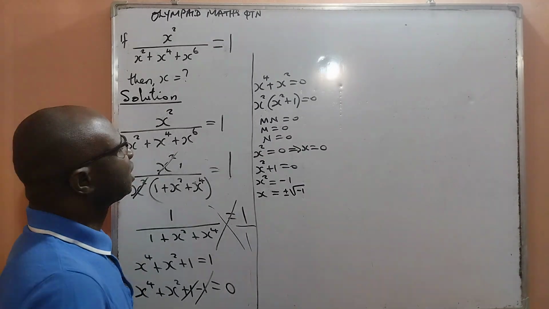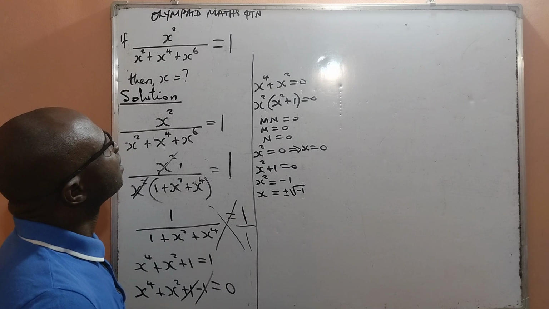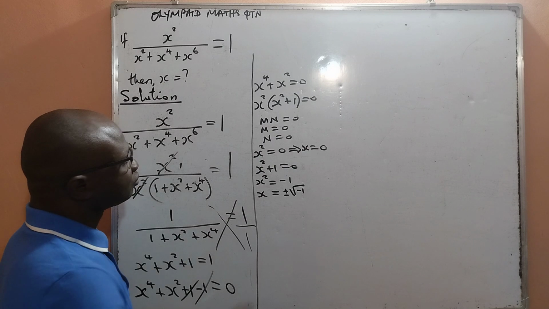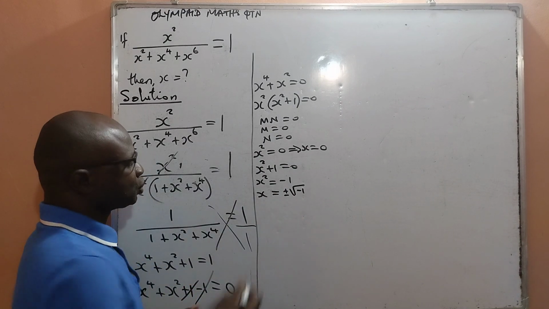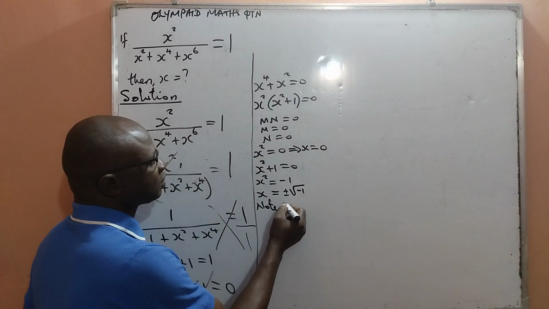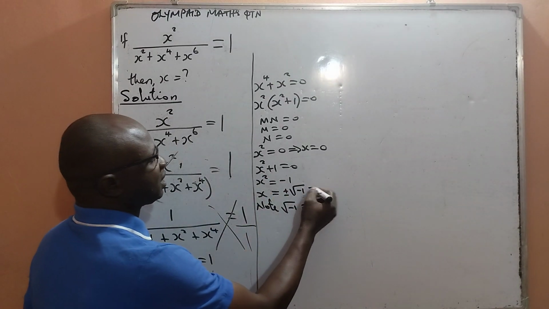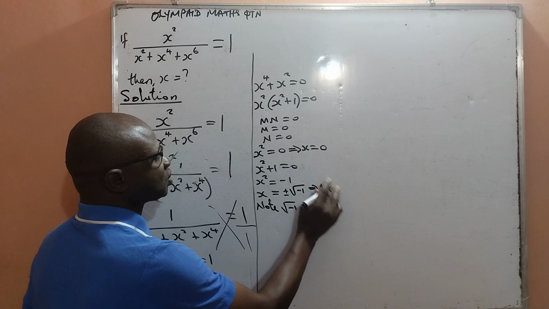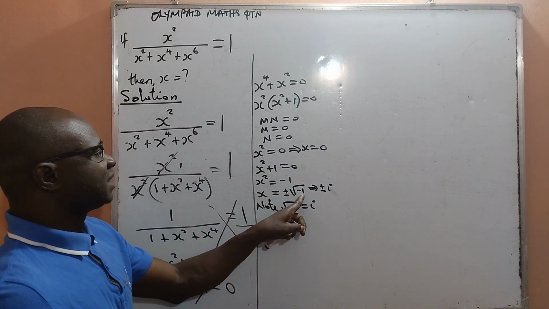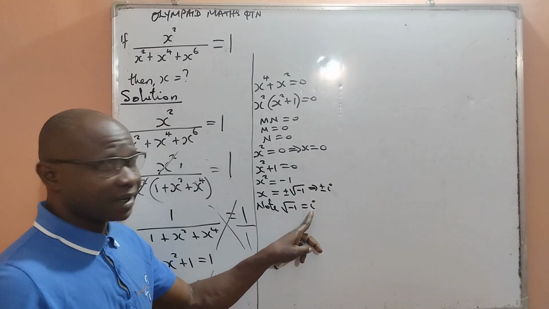So that is the second value of x. Okay, but then square root of minus 1. Note that square root of negative 1 is equal to i. This means that from here we have plus or minus i. Okay? Plus or minus square root of minus 1. But square root of minus 1 alone is equal to i.